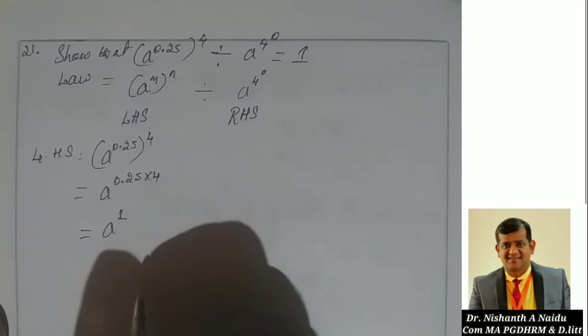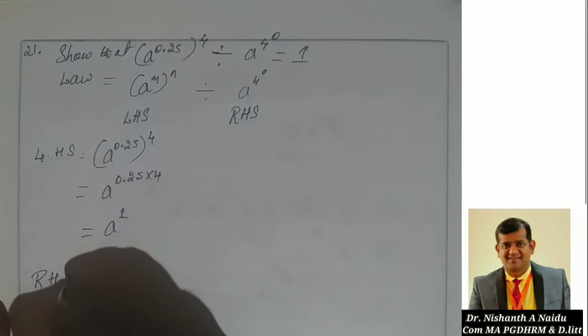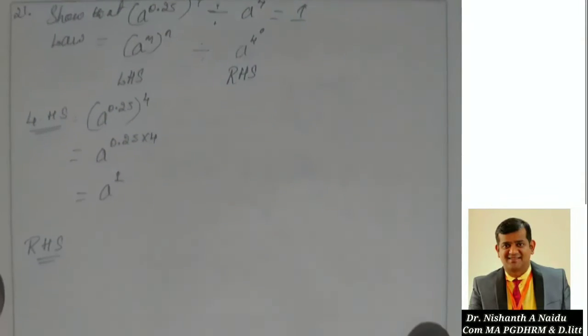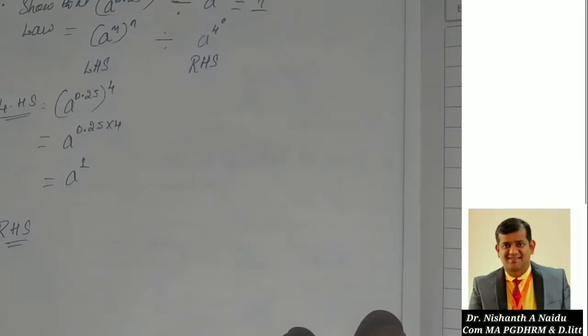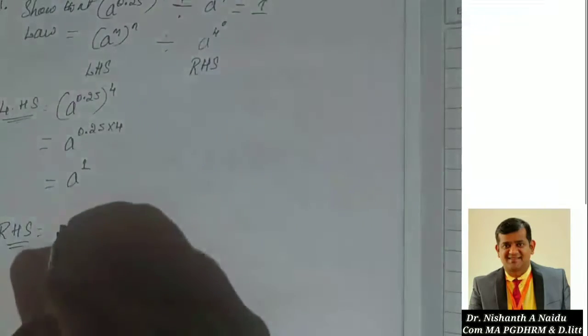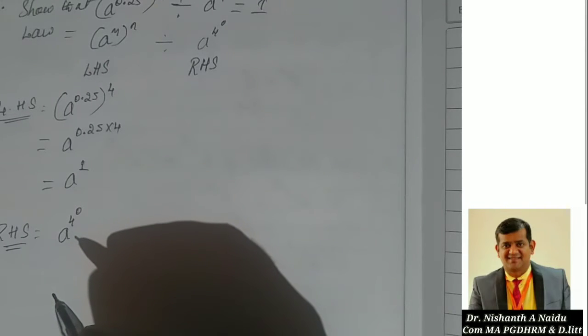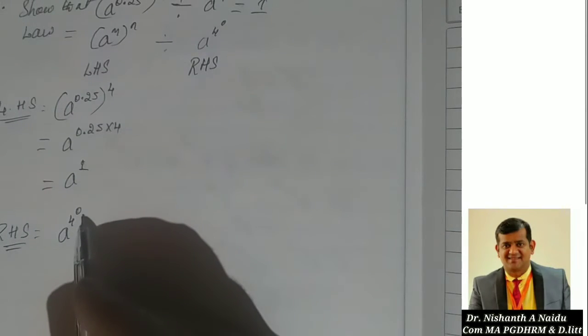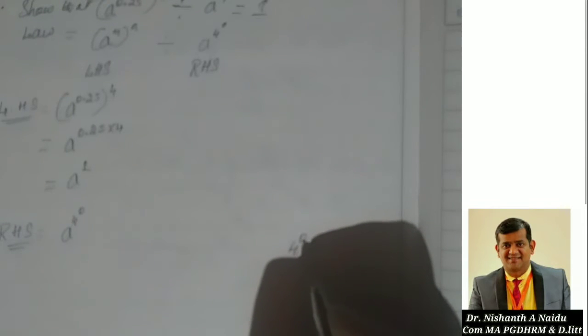Fine. So LHS is done, and we are moving towards the RHS now. The RHS value is a to the power 4 to the power 0. So 4 to the power 0 is always equal to what? Check law number 6 again: any number to the power 0 is equal to 1.